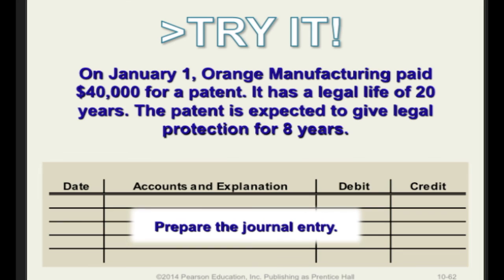In this triad exercise, Orange Manufacturing paid $40,000 for a patent. The patent has a legal life of 20 years, but it is expected that the actual useful life of the patent will only be about 8 years. Prepare the amortization journal entry for this patent at the end of the first year.